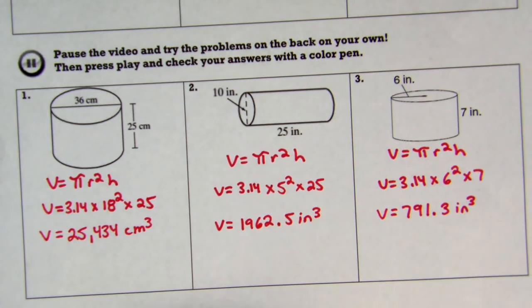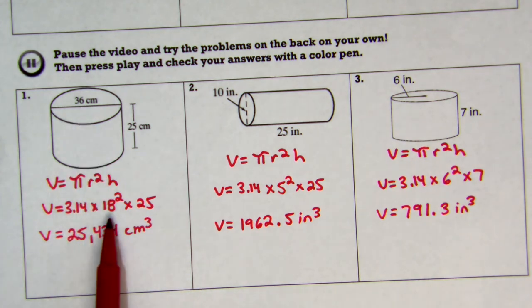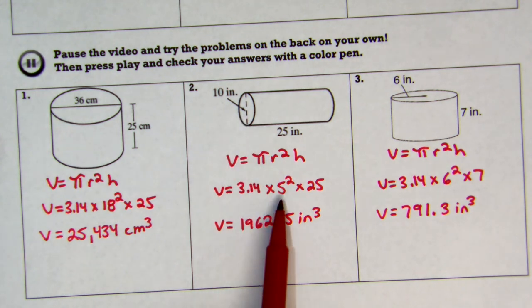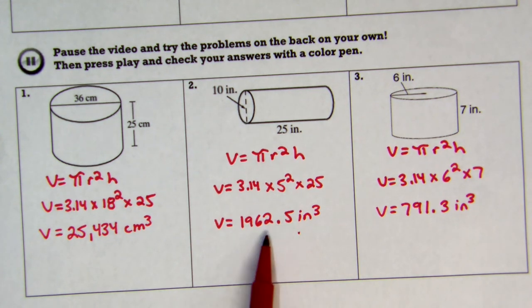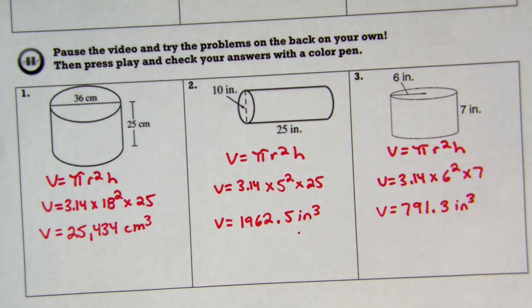For number 1, you should have gotten 25,434 centimeters cubed. Make sure that you didn't use your diameter. Make sure you cut it in half to use 18 squared for your radius. And we have number 2 again. Make sure you cut your diameter in half down to 5, and you should have gotten an answer of 1,962.5 inches cubed. And lastly, they actually gave you the radius, so we should get an answer of 791.3 inches cubed.